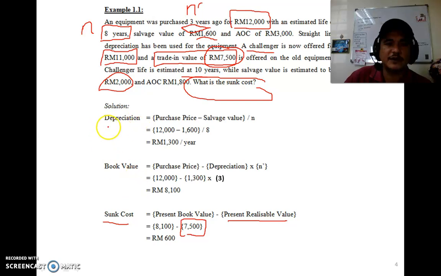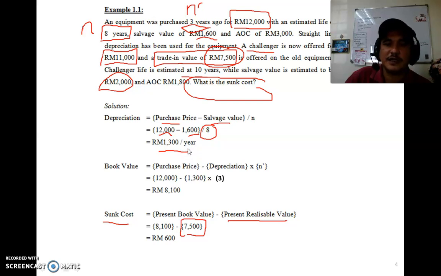For the book value, the first thing we need to calculate is the depreciation, the value of the machine per year. The depreciation is the purchase price minus salvage value, divided by N. We bought our machine 3 years ago for 12,000, the salvage value is 1,600, and N is 8. So 12,000 minus 1,600 divided by 8 gives 1,300 per year.